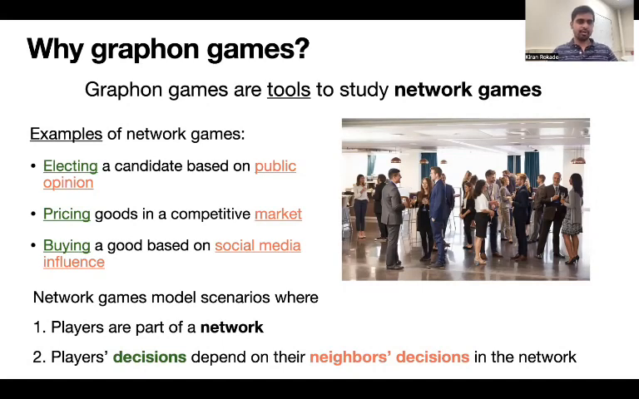And what are network games? Let me give you some examples. Imagine a scenario where you're trying to elect a political candidate based on public opinion. Or say you are a seller trying to price your good based on the prices of similar goods in a competitive market. Or suppose you're trying to decide whether to buy a product or not based on influence of your friends on social media. All these scenarios constitute a network game. So essentially, in a network game, players are part of a network, and the decisions that the players make depend on their neighbors in the network.